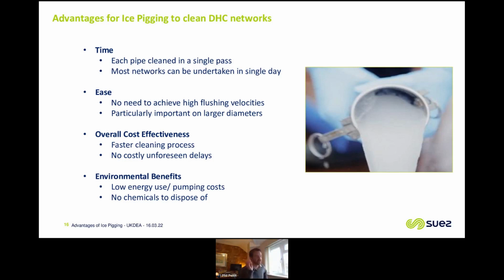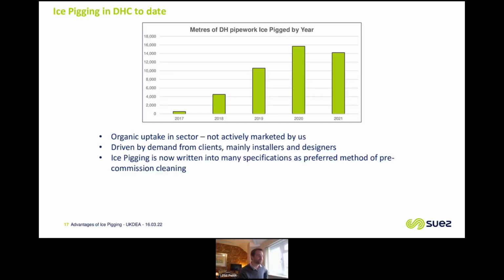Key advantages then: it's very fast. Most networks can be cleaned in a single day. You don't have to achieve the same flushing velocities, which again makes it very easy to apply. And these bring in overall cost effectiveness. So it is more expensive than a flushing technique, but because it is so fast, the downtime is so minimal, and there aren't any unforeseen delays either, which can be important in a shutdown or commissioning phase. And there are environmental benefits as well: low energy use, low pumping costs, and there are no chemicals to dispose of.